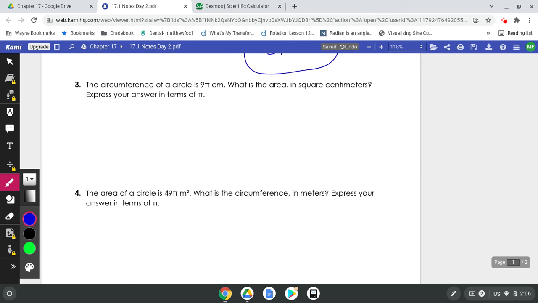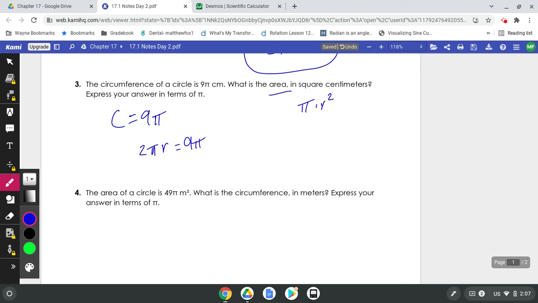All right, question number 3. The circumference of a circle is 9 pi. What is the area in square centimeters? Express your answer in terms of pi. So we already know that the circumference equals 9 pi. We also know that circumference is the same as 2 times pi times r. The reason that's helpful is we want to find area, which is pi times r squared. If we can figure out what r is, we can figure out the area.